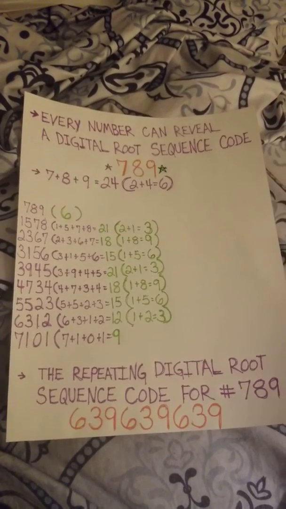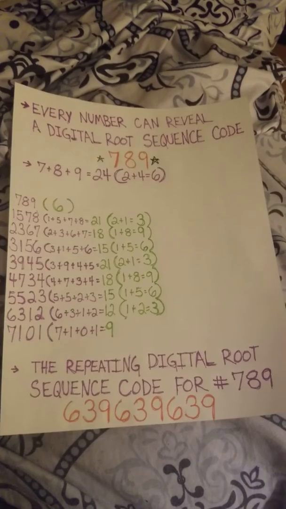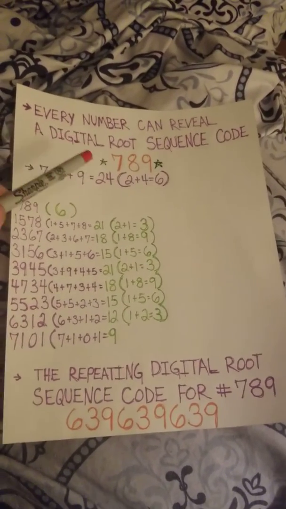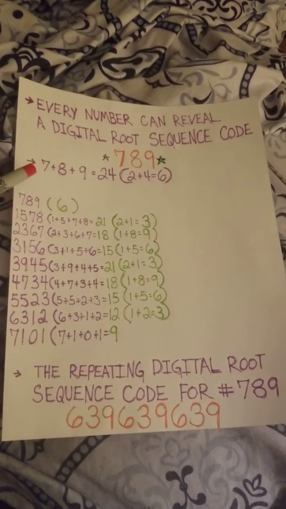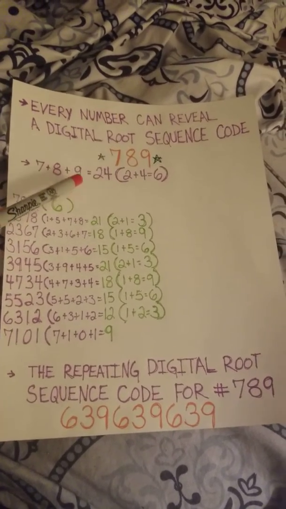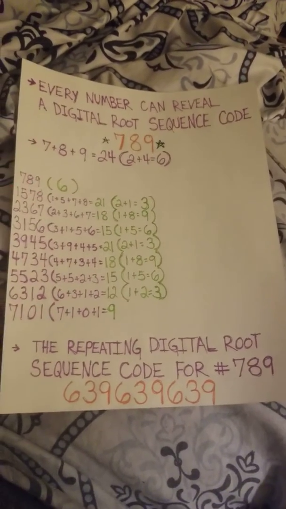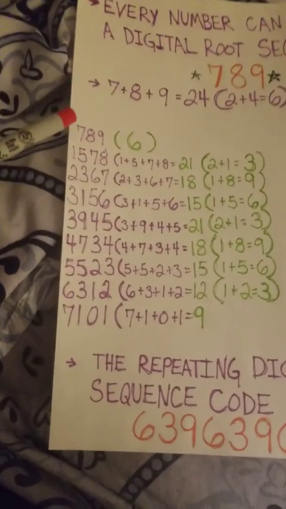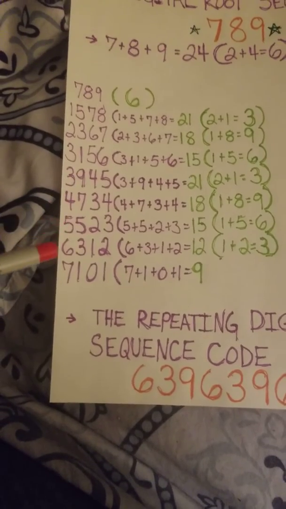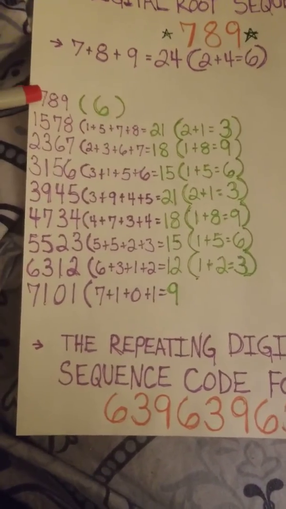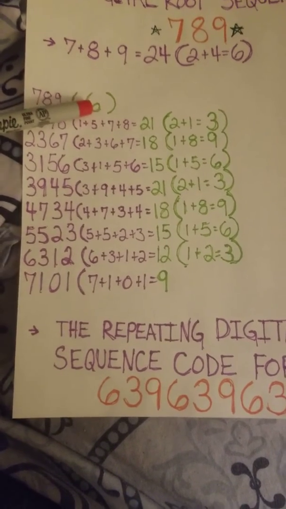You can literally take any number. Every number can reveal a digital root sequence code. For instance, the number 789. Well, 7 plus 8 plus 9 equals 24, and 2 plus 4 equals 6. So what you do is you take the number and you multiply it by itself however many times you want, and the code will reveal itself. 789 we know is a 6.